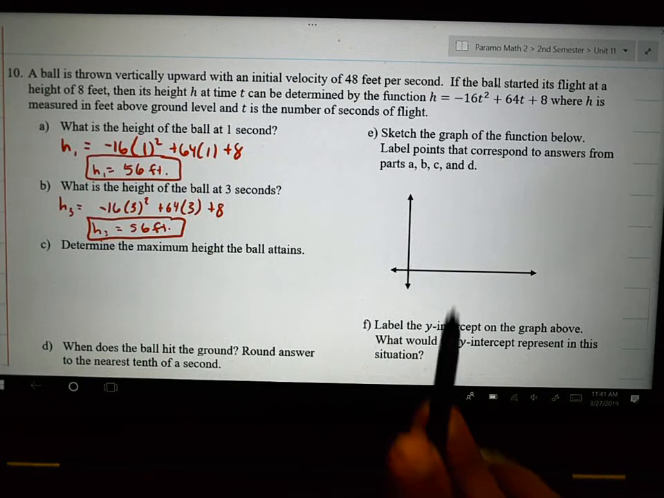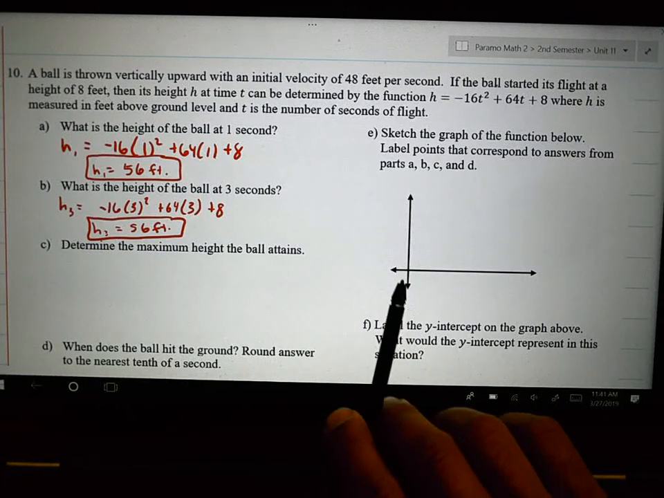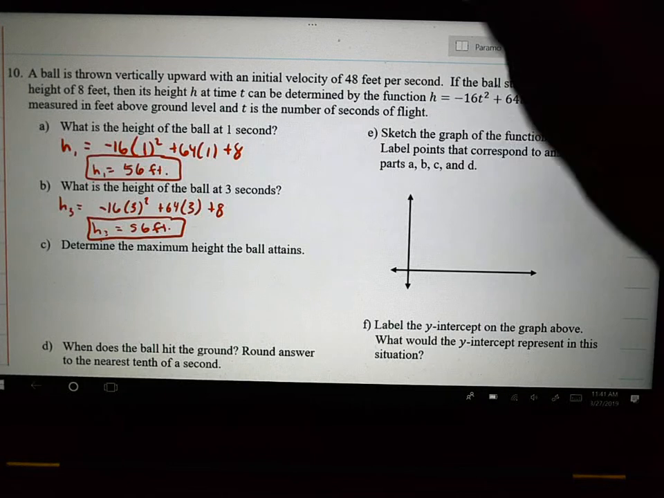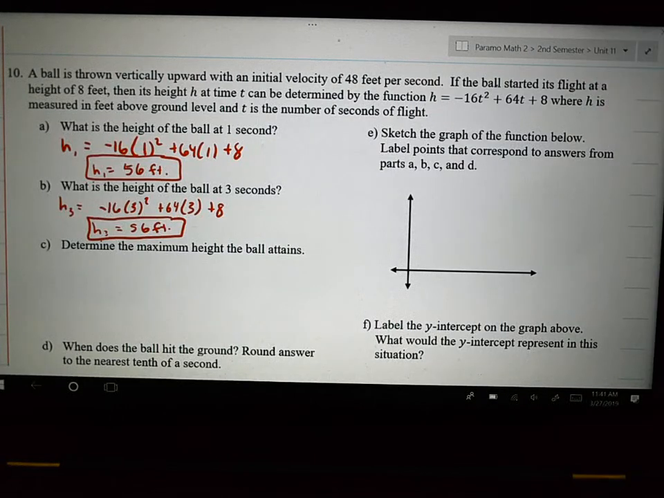That's because the object went up 1 second to 56. It must have gone higher, and then at 3 seconds it's coming back down and it's at the same height, because the object isn't going to stay at 56 feet the whole time unless it got stuck on top of something.